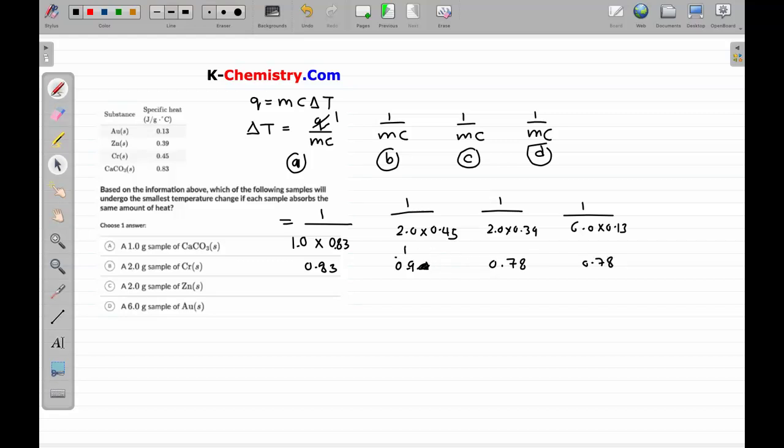So this is 1 over. So the smallest one of them is this one, 1 over 0.9.